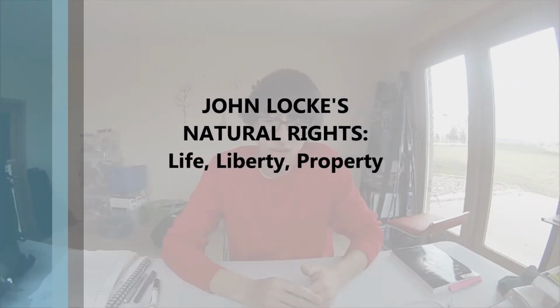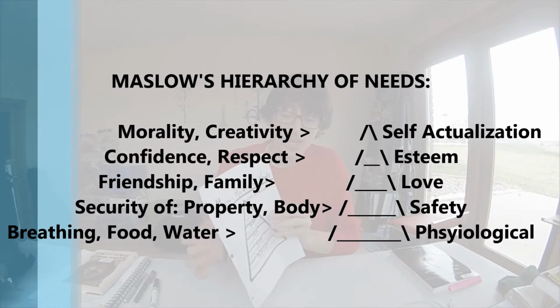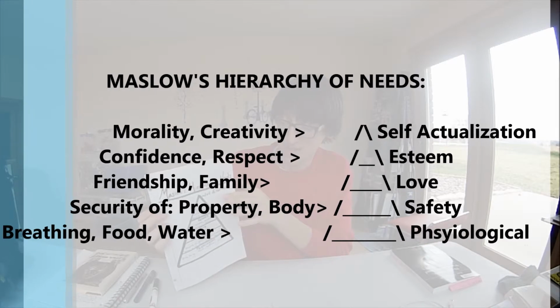John Locke's natural rights: life, liberty, and property. And lastly, Maslow's hierarchy of needs, which is basically saying that you need to fulfill the bottom steps of the pyramid before you can get to the top. So the bottom is your physiological, next safety, love, esteem, and self-actualization. So there we have it, a few values which you could be using in your debate round.